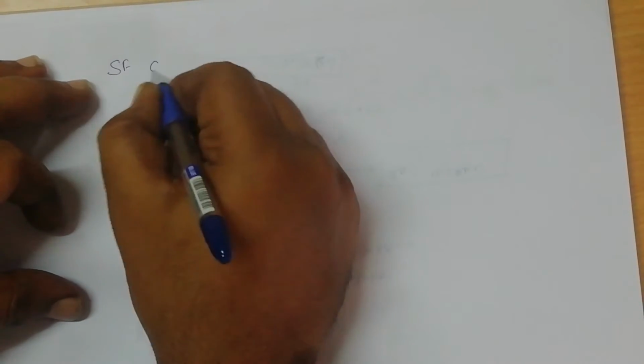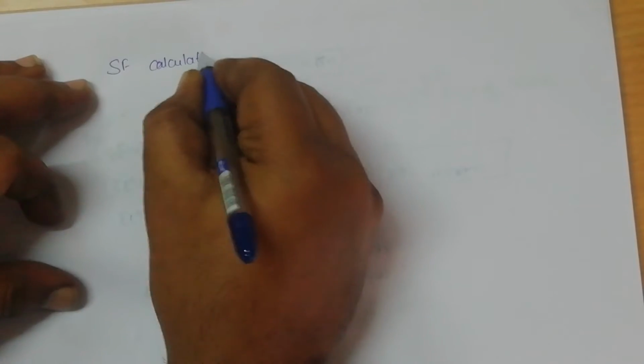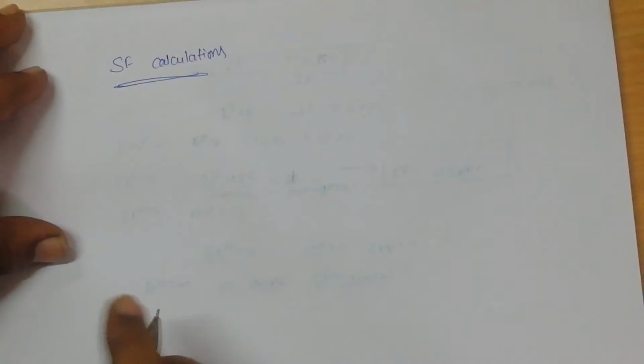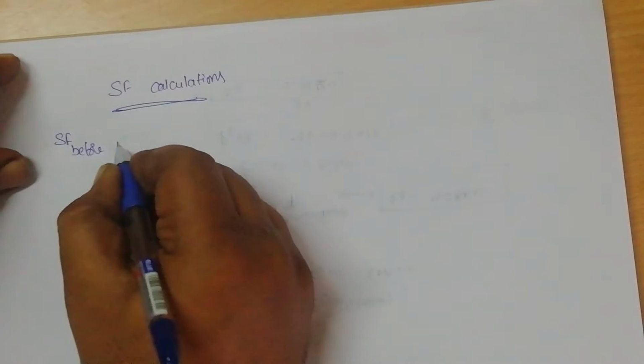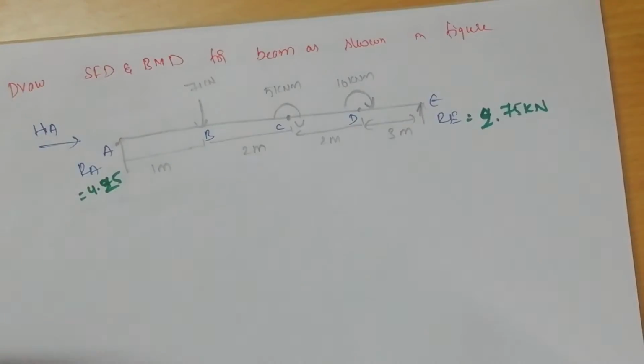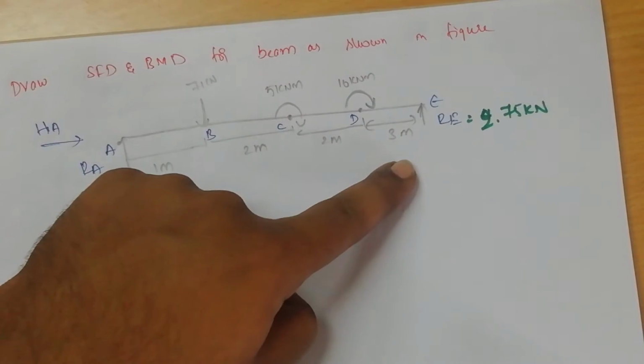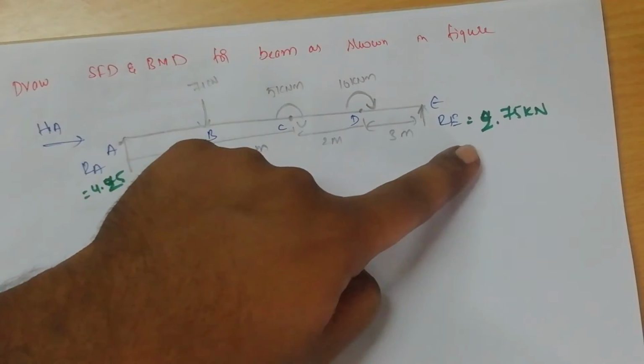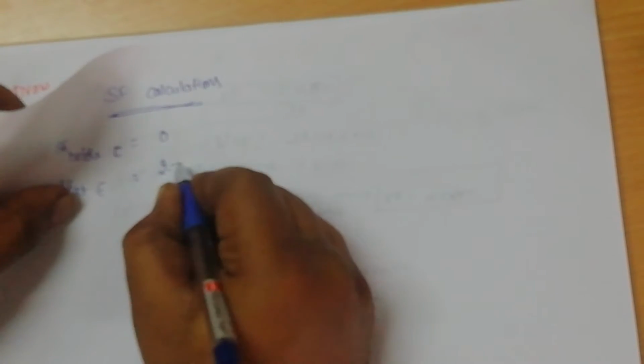Now we will go for shear force calculation. We know what shear force calculation is. So in the SF calculation, we know the shear force before point E, the last point, is 0. Shear force at E is nothing but the reaction at this point. What is the value? 2.75, which is acting in the upward direction.